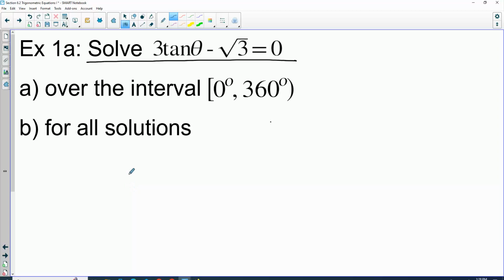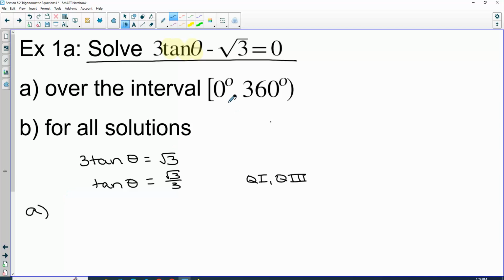So if I want to solve this, how would you get the tangent theta by itself? And then we can divide our 3. So tangent theta is radical 3 over 3. Okay, it's not an inverse, so we're looking at every quadrant when tangent is equal to a positive. When is tangent positive? So I will get 2 answers here.